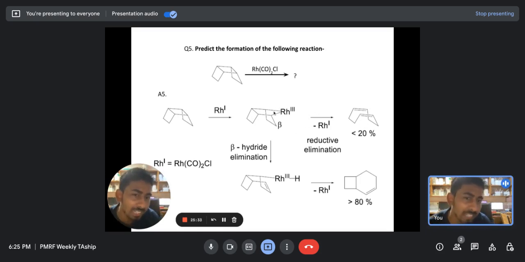When this is undergoing beta hydride elimination, all the bonds are shifted: this bond comes here and this bond comes here, and rhodium 3 gets eliminated as rhodium 1. That's why this CC bond is broken, and you see no cyclo-fused compound here. So this is a dialkene compound which is produced in a comparatively lower yield, and this is a fused cycloalkene compound which is obtained in a higher proportion, or higher yield.